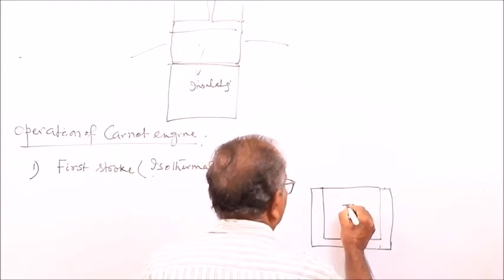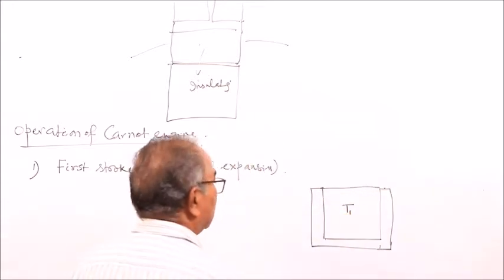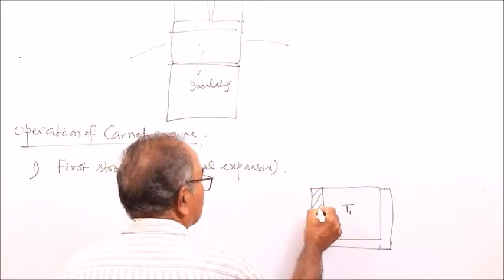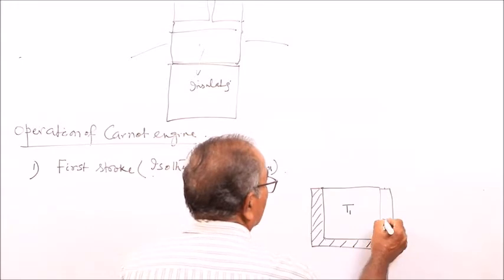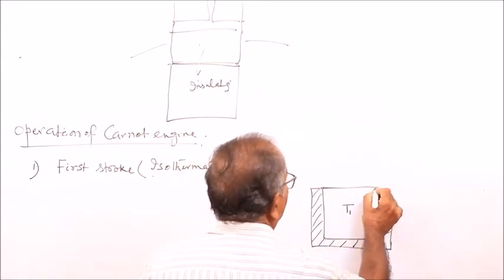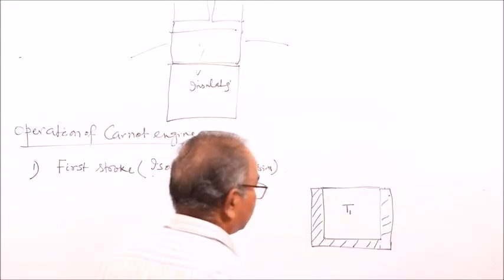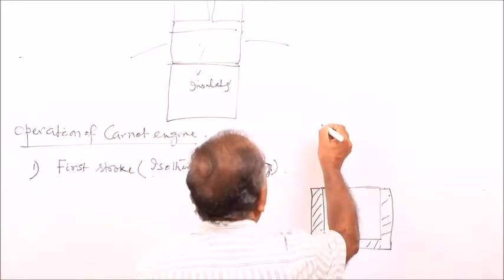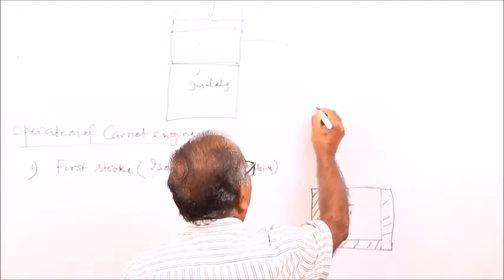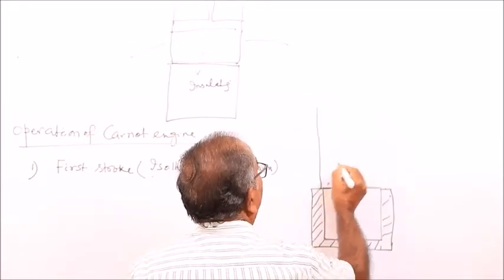The source is at temperature T1. These are all non-conducting valves; no heat is transferred along this side of the valves, only along the top here. This is the source. First, the cylinder with piston.